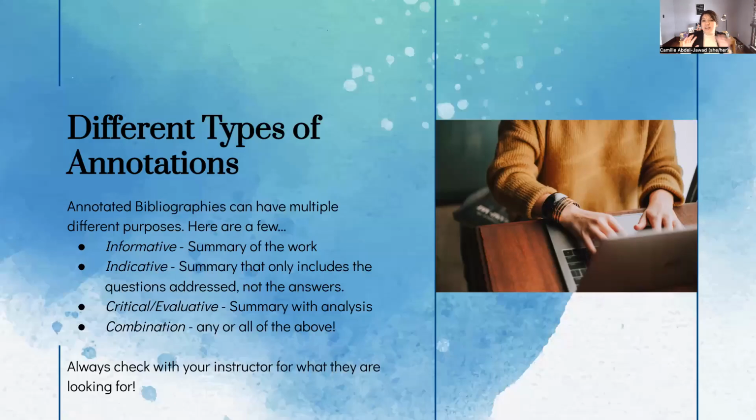So, like I said, there's different types of annotations, and different annotated bibliographies might have different purposes, right? Some are purely informative. They're going to be a summary of the work. So what was said, what conclusions were drawn, was there a study done, things like that. What were the results of the study? All of that good stuff.